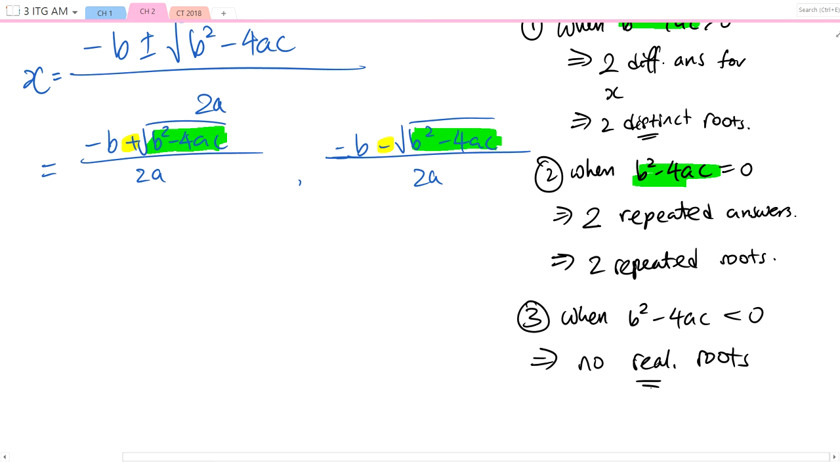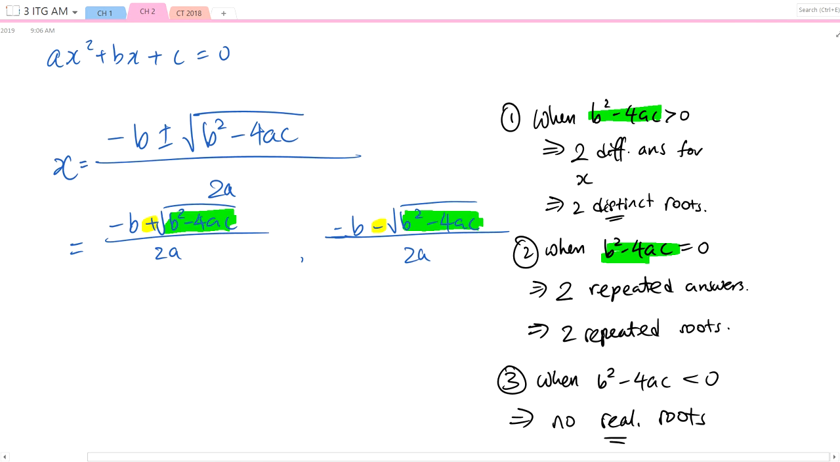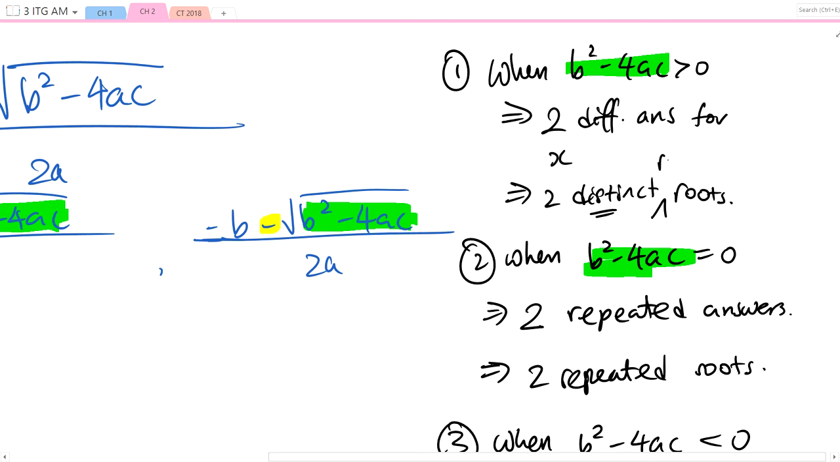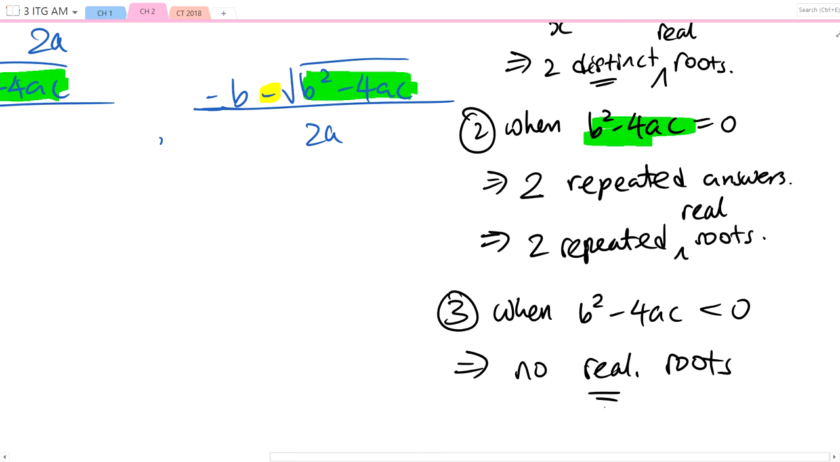Okay, no real roots. If a number is not real, then what is it? Negative? No, it does not like. Yeah, if it is not real, then it is imaginary. In this case, we've got case number 1, two distinct real roots. They are real. Next, we've got two repeated real roots. And the final one, we call it no real roots.